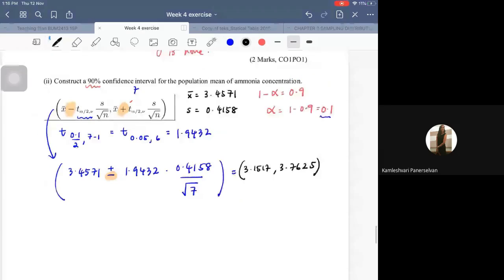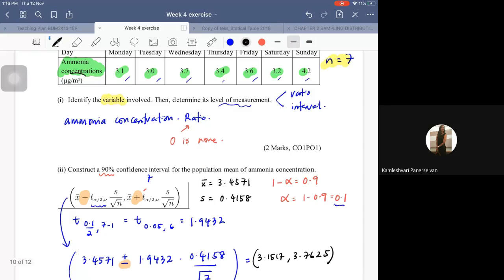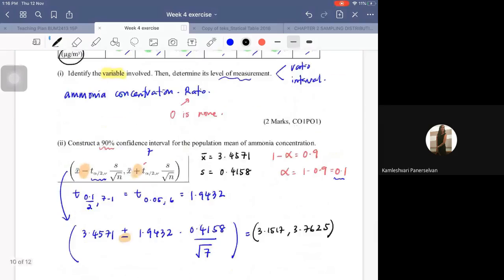And when you have a confidence interval, please do not forget about the unit. What is the unit for this case? What unit is it, by the way? It's going to be microgram over meter cubed. So that is going to be the unit. So simply put that right next to it. Okay, so this is going to be the calculation.